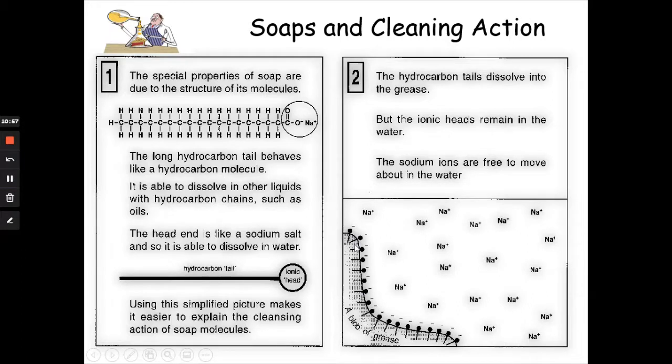So you're going to draw yourself a nice blob of grease on your diagram, and what happens is with our soap molecules, we've got the hydrocarbon tails, they are going to dissolve in the grease, but the ionic heads remain in the water, and the sodium ions also become free to move around in the water as well. So we get this kind of picture here where we've got the tails of our soap molecules in the grease and the heads dissolving well in the water. So if you need to, pause the video now while you draw that.